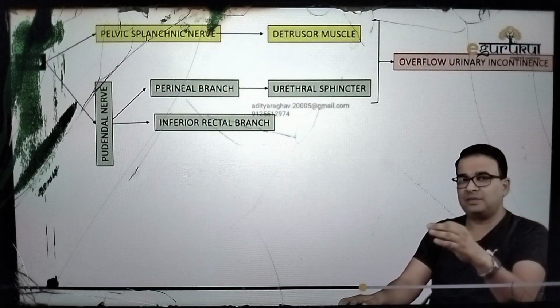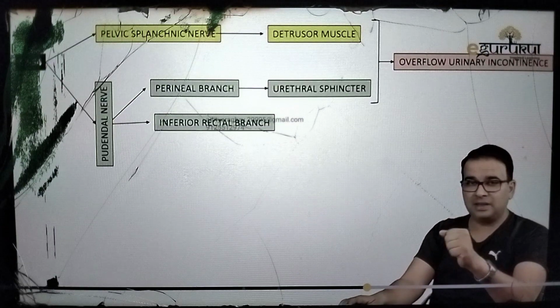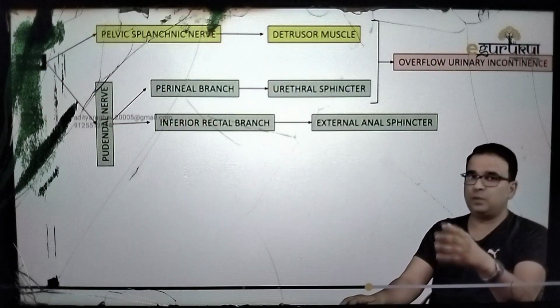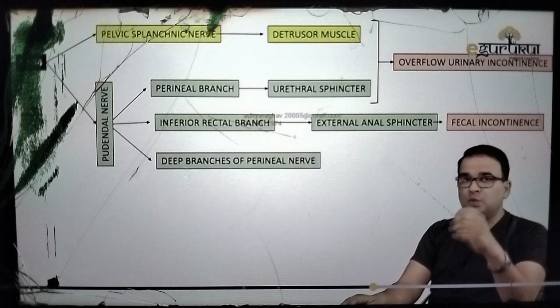The pudendal nerve, through its inferior rectal branch, goes through the ischiorectal fossa, is called the inferior rectal nerve, and supplies the external anal sphincter. So the atonicity of the external anal sphincter will lead to fecal incontinence. And we also have the deep perineal branches of the pudendal nerve, which are going to supply the muscle.